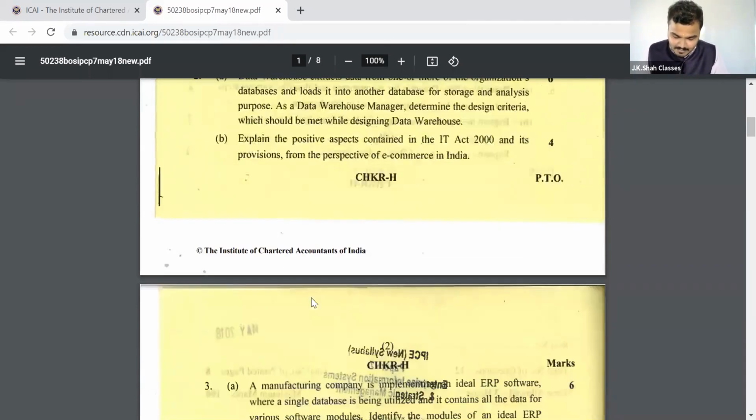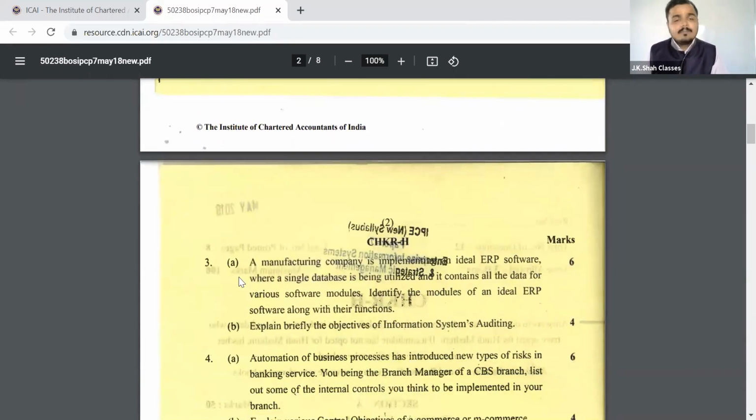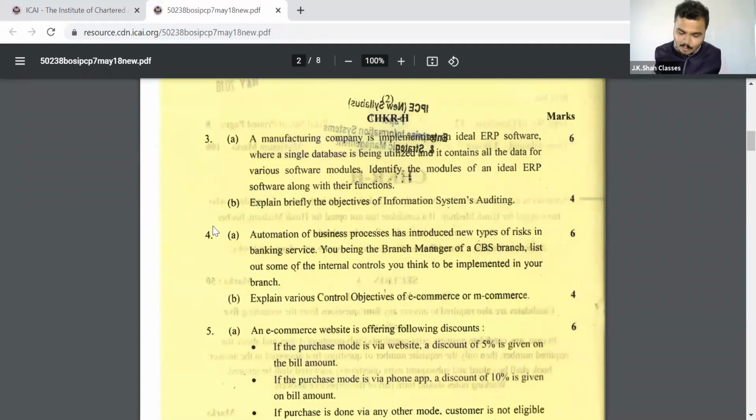Second one, my dear child. Question number 3A. A manufacturing company's implementation of an ideal ERP software where a single database is utilized that contains all the data of the various software modules. Identify the module of an ideal ERP software. Yes, sir. All the modules, like the S&D module and P2P module. Only the name has to be written, with some introduction of it. 6 marks.